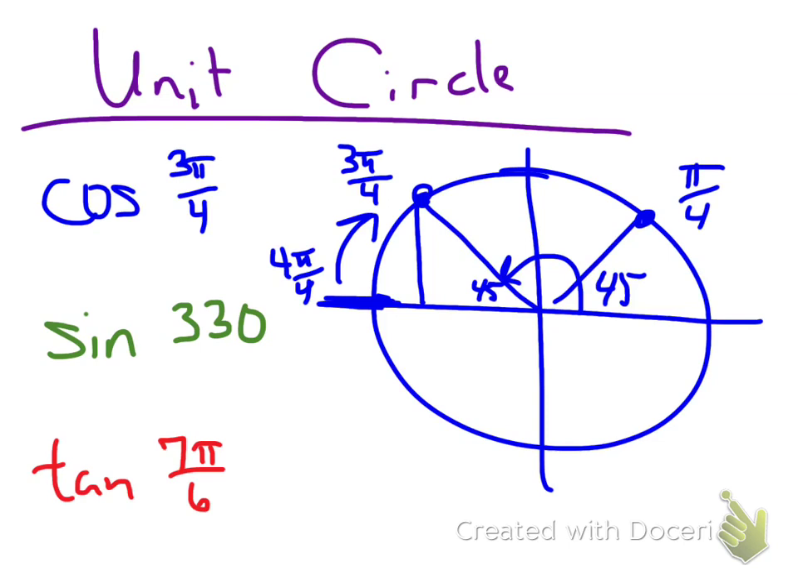If I want the cosine value of that, the cosine value is this side of that triangle. So with the 45, 45, 90, that is the square root of 2 over 2. Since we are in quadrant 2, it is a negative square root of 2 over 2. So the answer to this first one, in blue, is negative square root of 2 over 2.